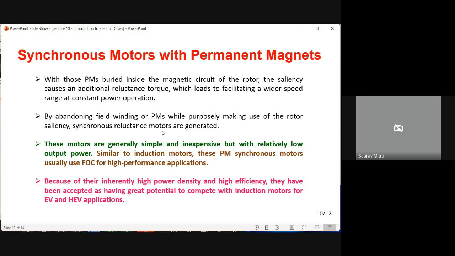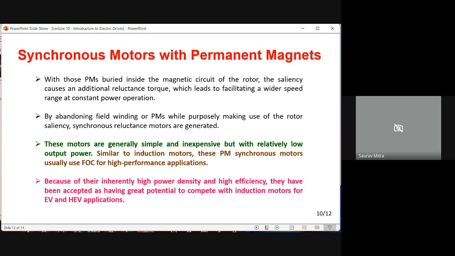So similar to the induction motor, these PM synchronous motors also use FOC for high performance application. Because of their inherently high power density and high efficiency, they have been accepted as having great potential to compete with the induction motor for EV and HEV application.